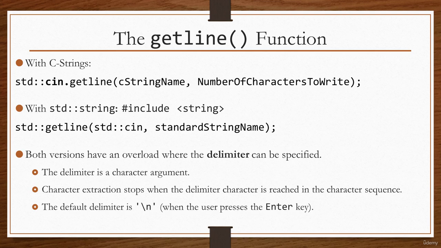A quick reminder on the getline function, we can do cin.getline. For C strings, we can pass in the C string name and the number of characters to write. And then with standard strings, we can do std::getline, and then we can pass in the stream. So in this case, std::cin for that input stream, and then we can provide the standard string that we want to write those characters to.